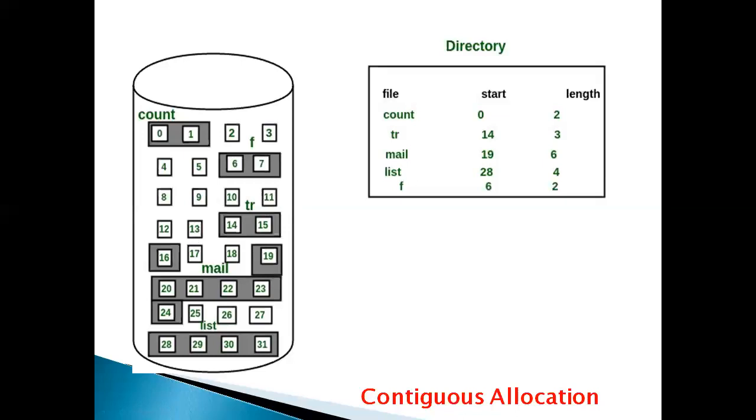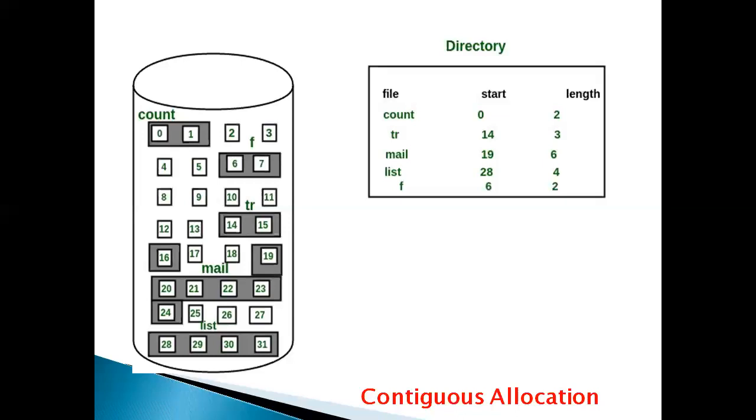So for sequential access, the file system remembers the disk address of the block. For example, in sequential access, the file system has to remember the disk address of the last block. For example, this is a count file. It consists of 2 blocks. What is the last block's disk address? That is 1. So it has to remember the disk address of the last block.